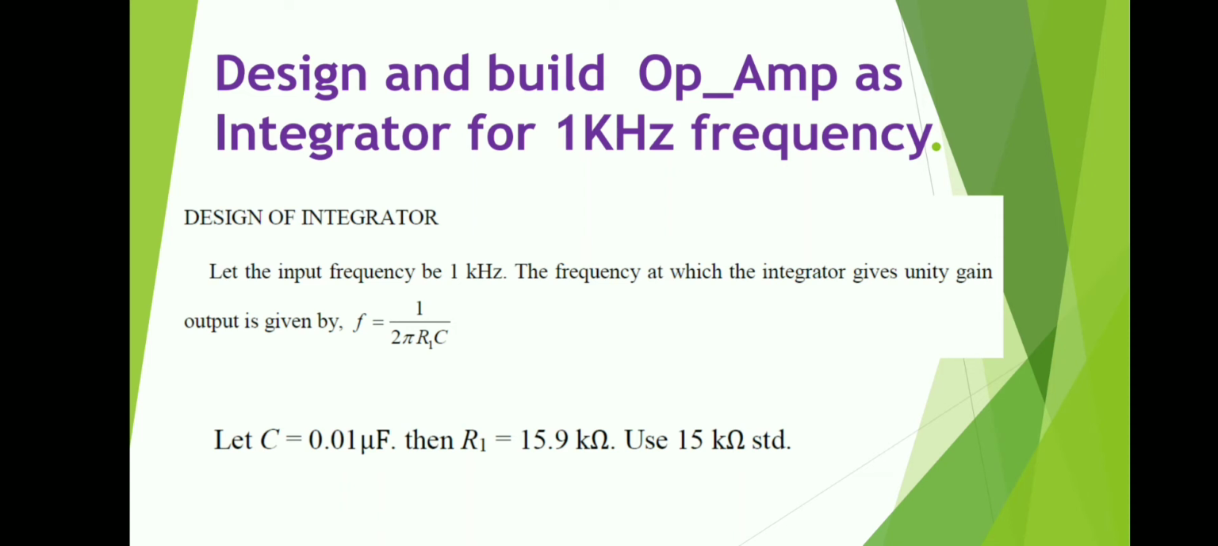In an inverting amplifier, if we replace the feedback resistor with a capacitor, then that circuit works as an integrator. Let's consider the input frequency is 1 kHz. The frequency at which the integrator gives unity gain output is given by f = 1/(2πRC), where R1 is the input resistance and C is the feedback capacitor.